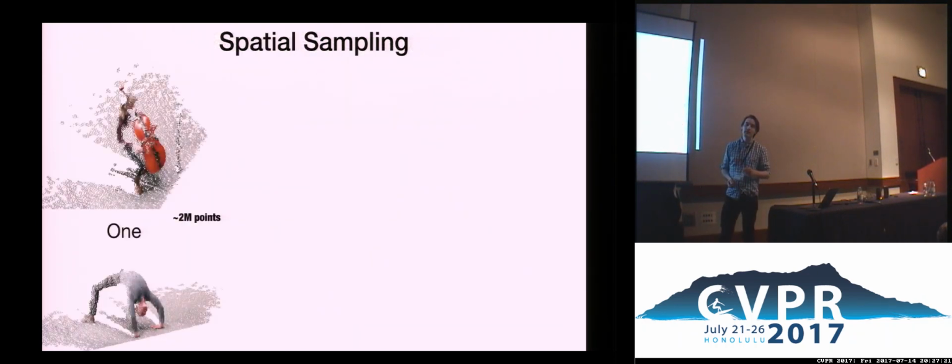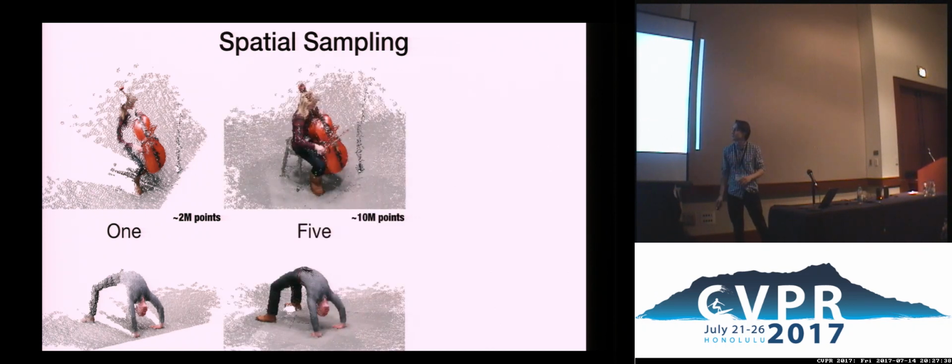This is what you get from one Kinect. This is about 2 million points because you have 512 by 424 pixels. But actually, because we have a fairly large capture area, a room of about 5 meters in radius, it's actually not that many pixels. So we added 5 Kinects. That's about 10 million points. And this is much more detailed. Obviously, you have all sides of the object, but there are still some holes in certain places.